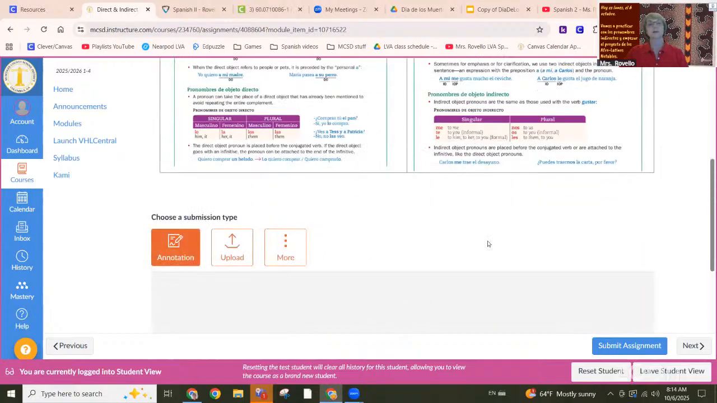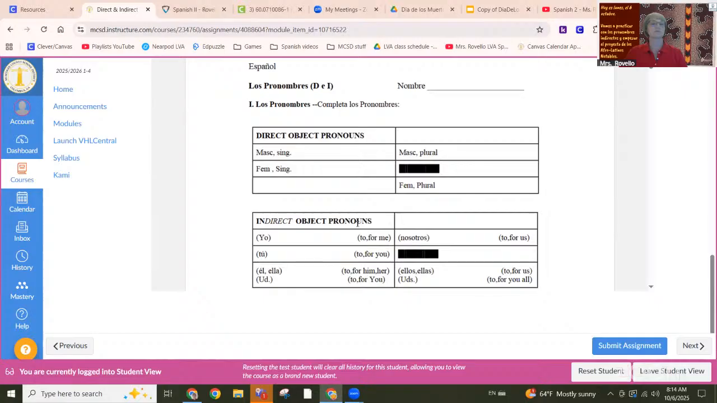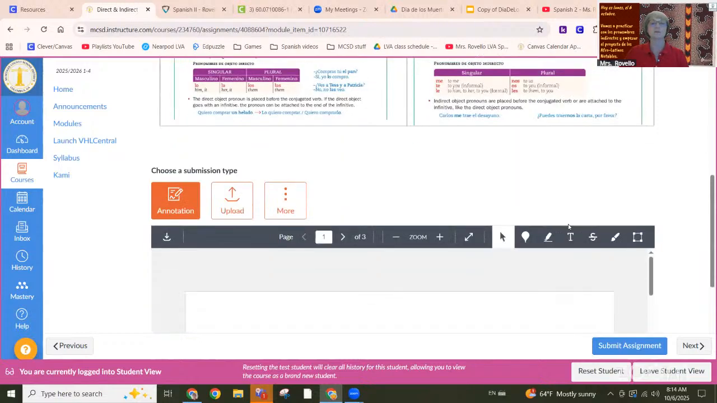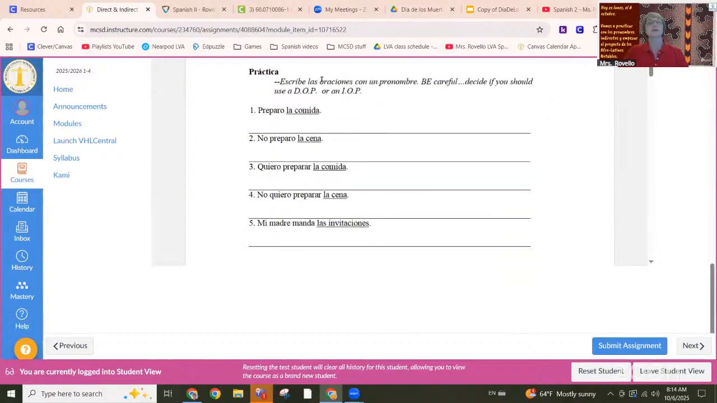Click on your annotation tool. You guys know the drill. You complete it any old which way you want. Okay. So notice your chart. You have direct object pronouns and indirect object pronouns. You can copy them straight off of here. So that's a no-brainer. Then when you scroll down a little bit, your instructions are partly in Spanish. Escribe las oraciones, right? Write the sentences con un pronombre. Be careful. Decide if you should use a direct object pronoun or an indirect object pronoun. So they're underlined for you.